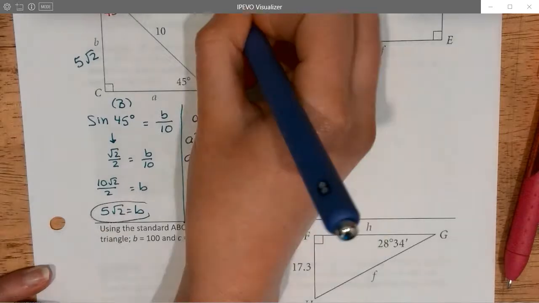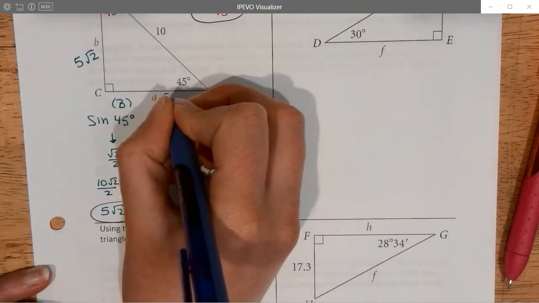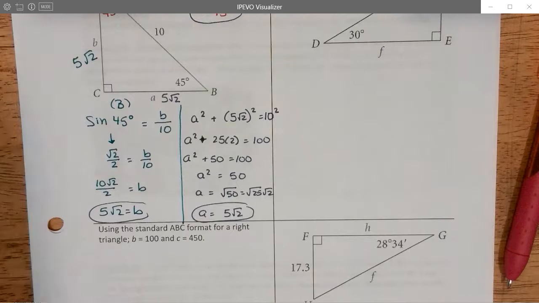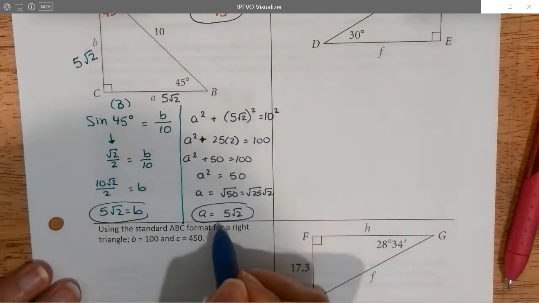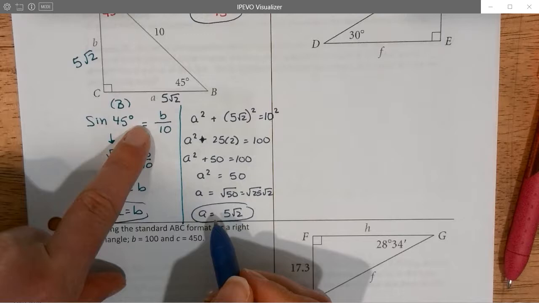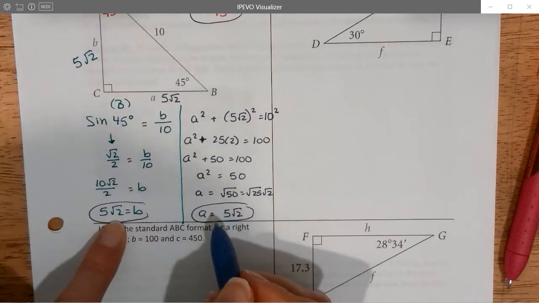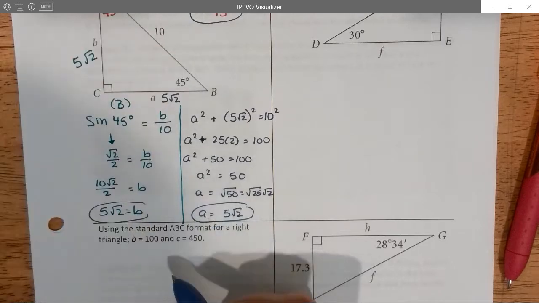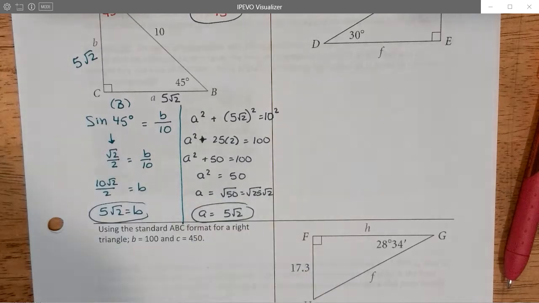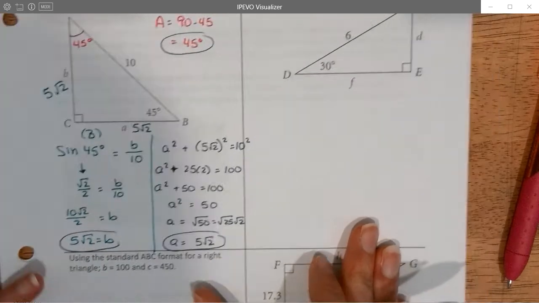So these are all the things that I solved for. So a is also 5 square root of 2. Now, very similarly, I could have set this up as sine of A equals little a over 10 and done it the same way as I had before, since I knew that angle. But just to check out all three of our methods, there we go. Let's take a look at the next one.